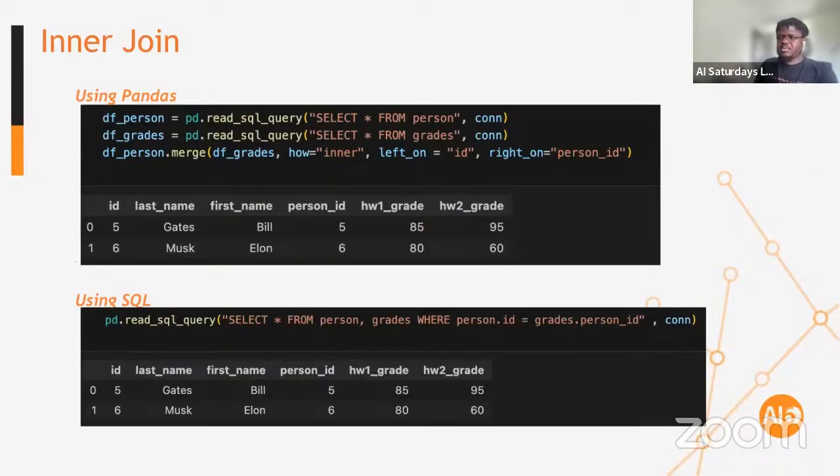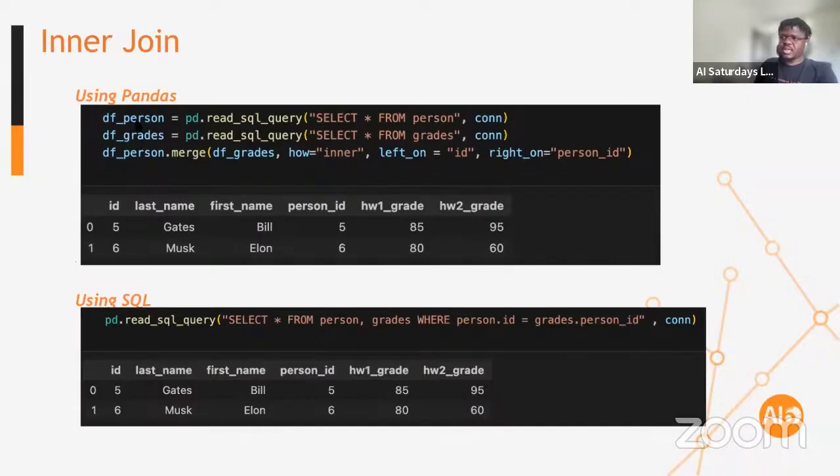So we say person.merge grades. How do we want it to be merged? Inner. Left on what? So that's merge on the left table, left person. The person table is the one that has ID. Right on what? The one that has person ID. Can we see how simple it is? By saying we want to merge these two tables. How? Inner. Left on ID, right on person ID. And then we get this result. Do you understand? That's inner.